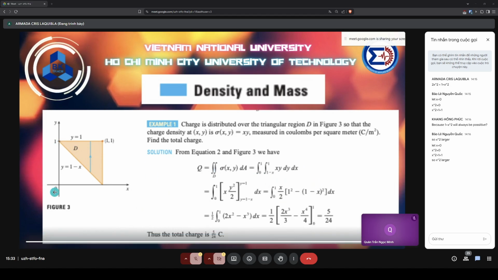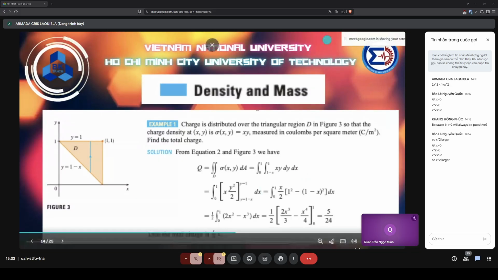Your x is from 0 to 1, correct? Look at the value of your x here. The value of x that we consider is only from 0 to 1. So that's why it's 0 to 1 there, then dx. Now, we solve the integral of xy.